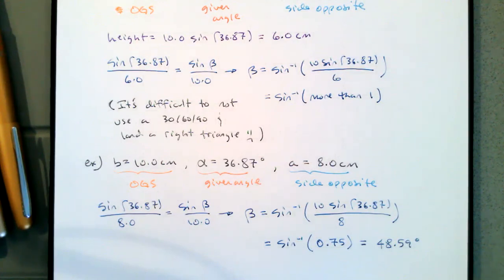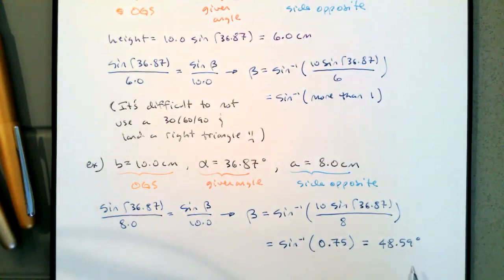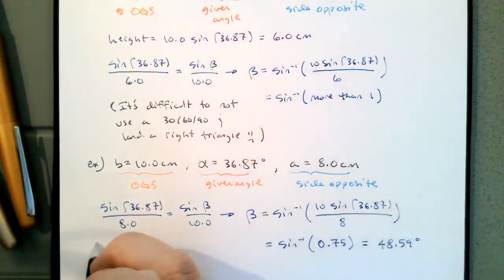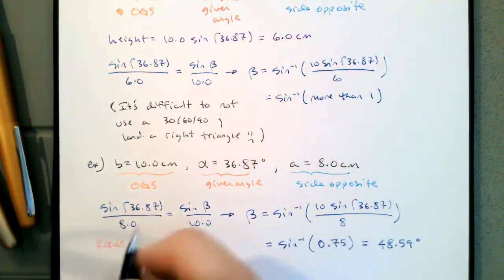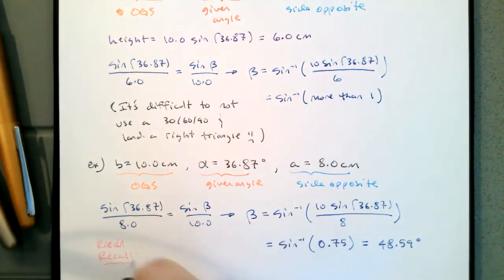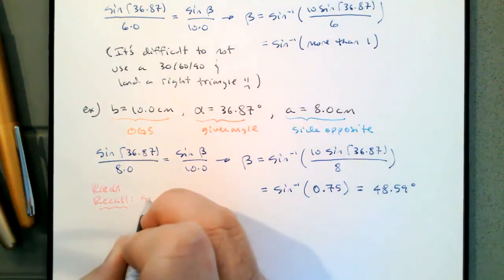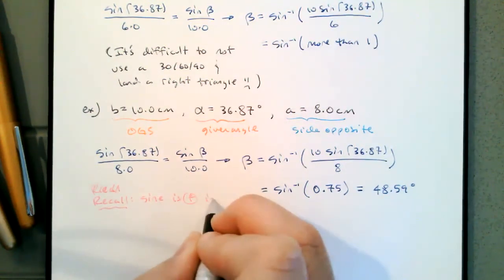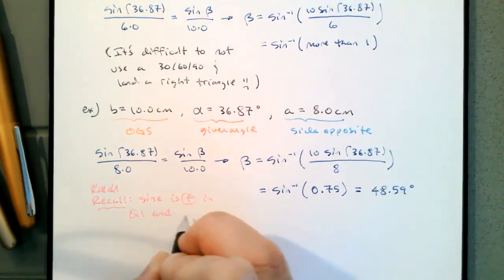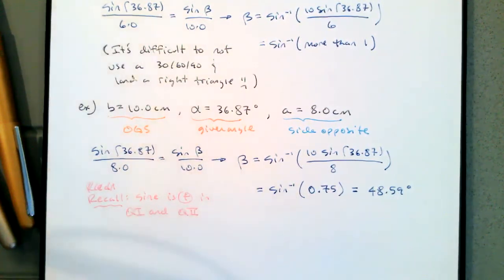The problem is there are two angles that have a sine of a positive 0.75 that will fit in a triangle. Remember that sine is positive in the first and the second quadrants. So before we just say 48.59 is our other angle and move on, we have to stop and recall that sine is positive in the first and second quadrants, and angles in the second quadrant will fit inside of a triangle.